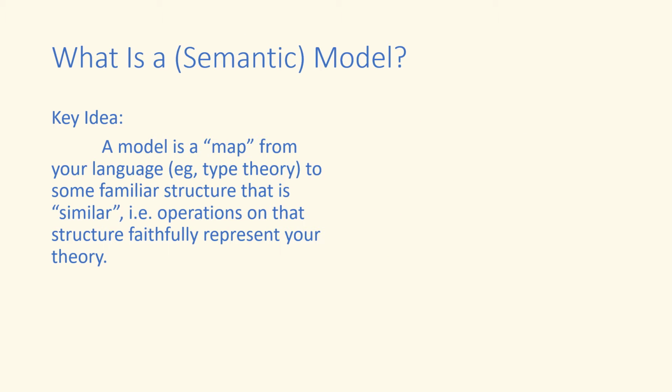To put the key idea more formally, a model is a map from terms in the theory to a class of familiar objects with accompanying rules for how to translate operations on those terms into operations on those objects.